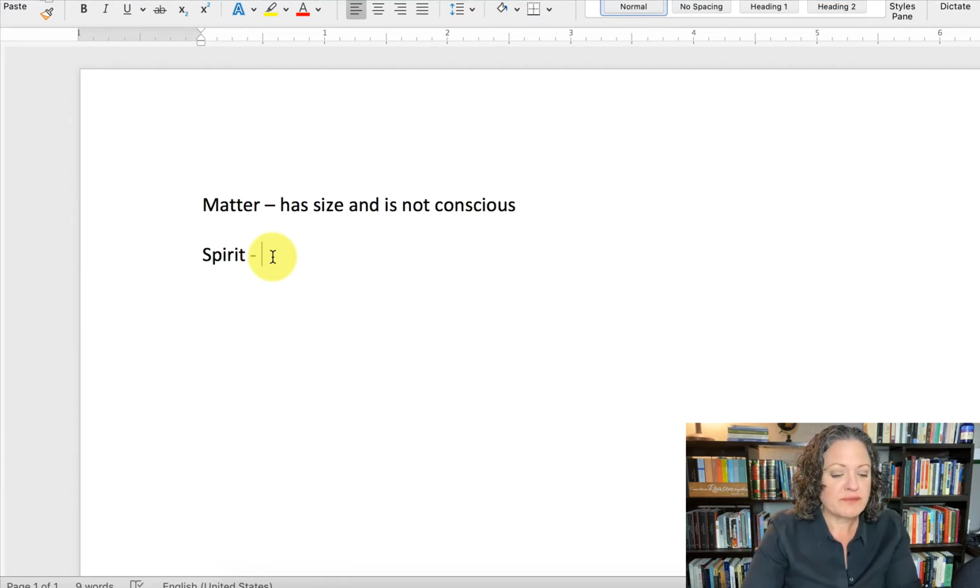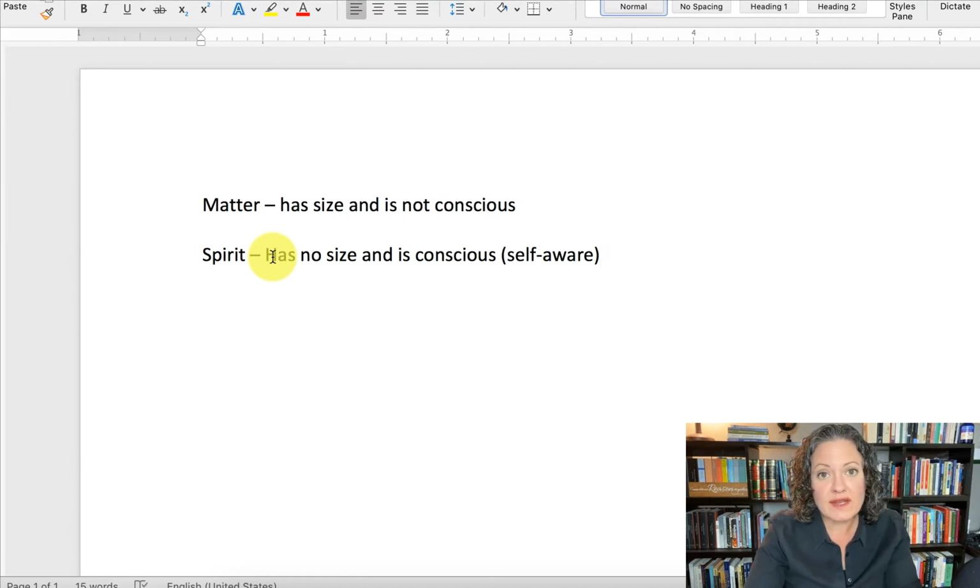We'll have to see. Okay, spirit is the opposite. Spirit has no size and is conscious, where conscious is self-aware. So it's a thinking thing that's aware that it's a thinking thing. It also would have free will then, right? So matter and spirit.